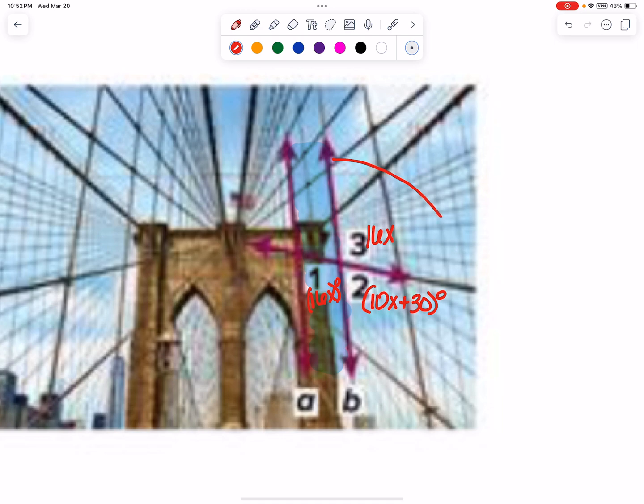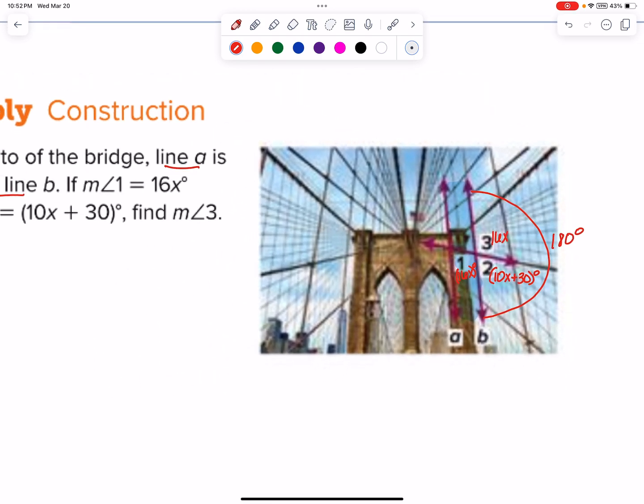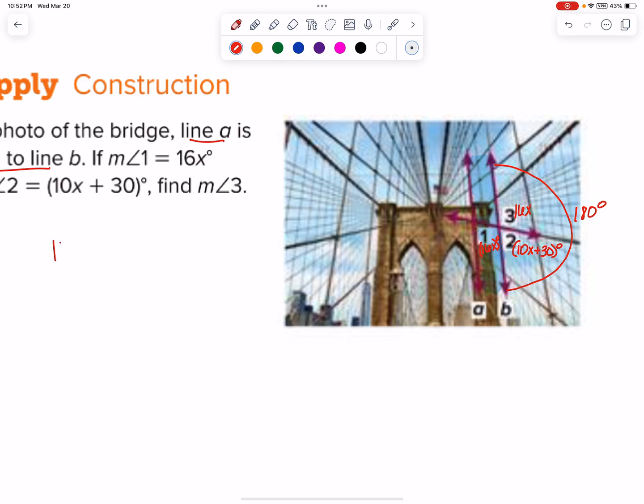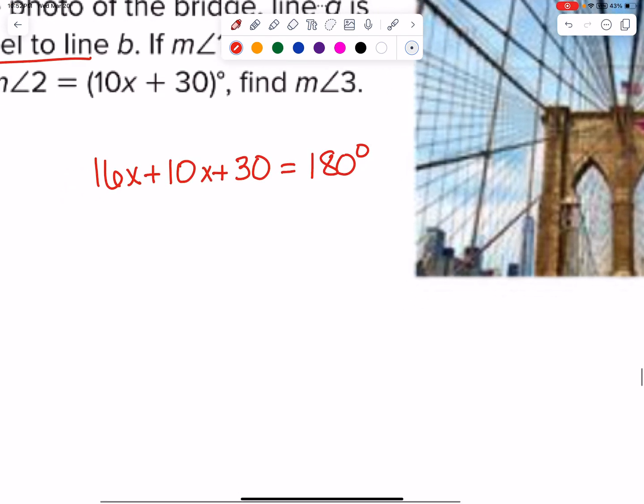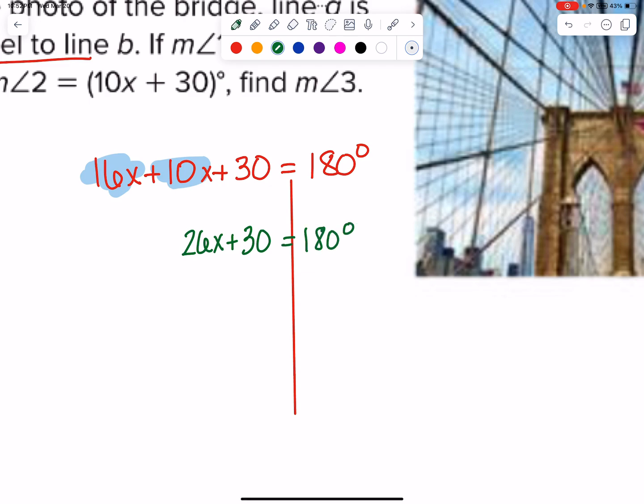Because now I know that these two adjacent angles that are supplementary equal 180 degrees. And we can go ahead and solve this now. So we have a 16x plus a 10x plus 30 equals 180 degrees, because they're supplementary to each other. Let's solve this out. What do I need to do first? Combine like terms. So get your highlighter out. We have 26x plus 30 equals 180 degrees.